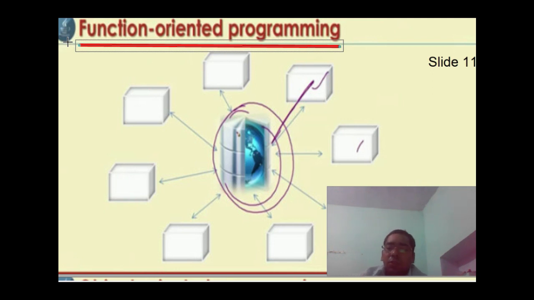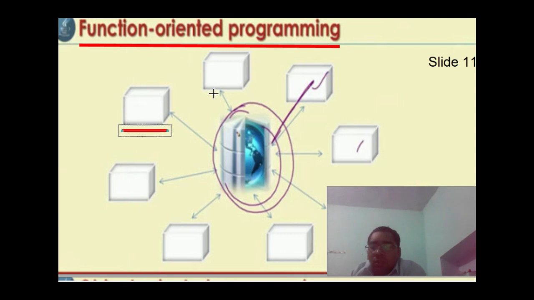In the concept of function oriented programming, the entire program is decomposed into a set of small functions. This is our whole program, and it is divided into small functions, or we can say modules. So these are different functions. You can decompose the entire program into a small set of functions.